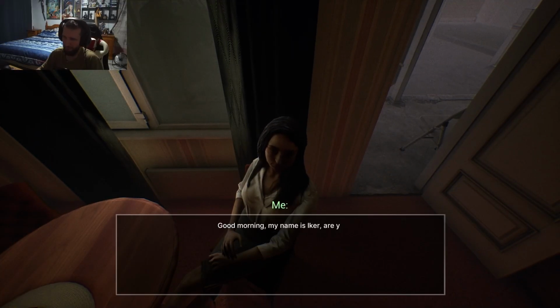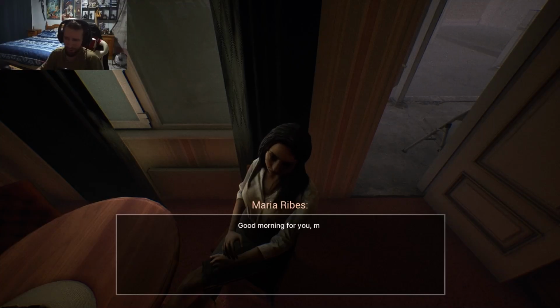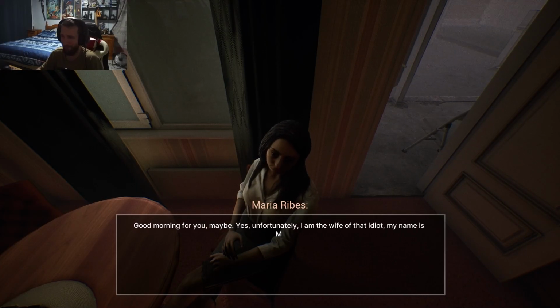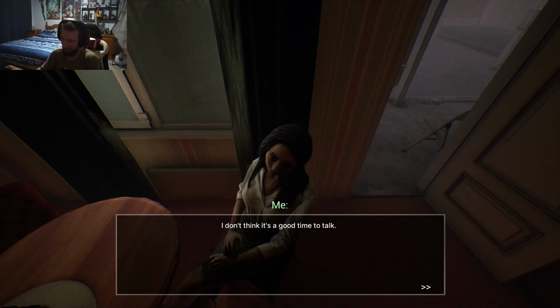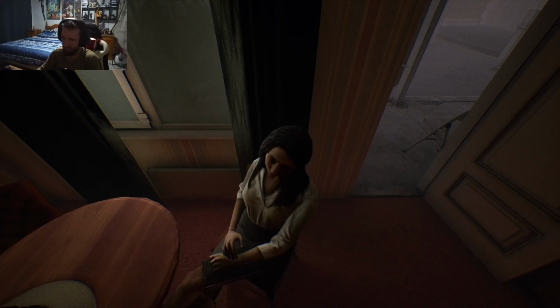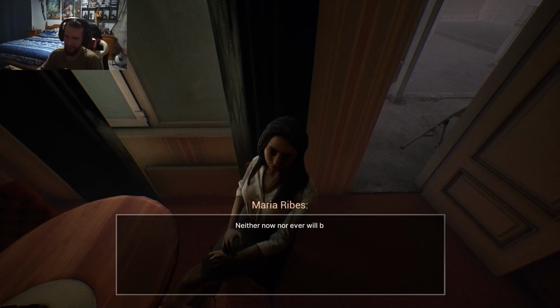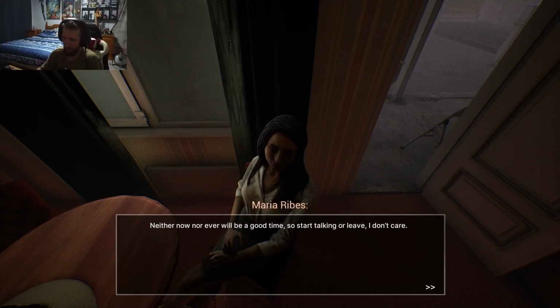Good morning. My name is Iker. You Nicholas's wife? Good morning for you. Maybe. Yes. Unfortunately, I am the wife of that idiot. My name is Maria Ribs. Okay, so she doesn't really think too highly of her husband at the moment. Okay. I don't think it's a good time to talk. Neither now nor ever will be a good time. So start talking or leave.